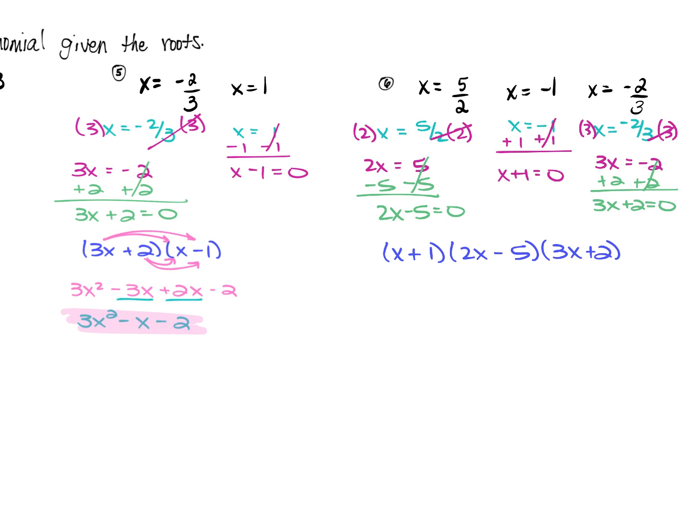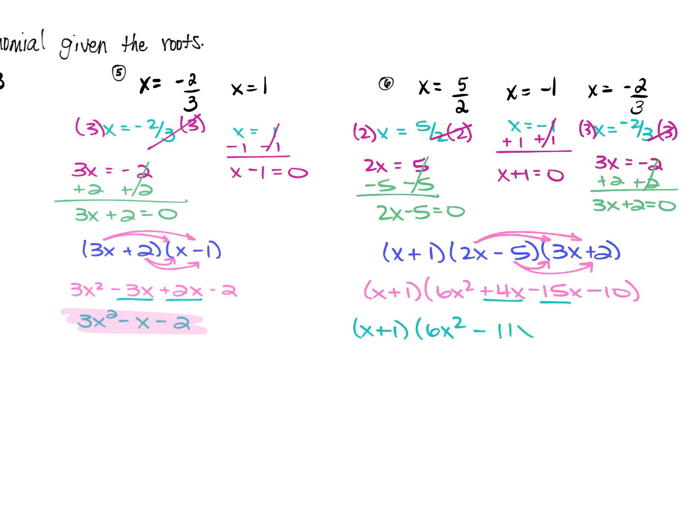So if I start this by doing the 2x times the 3x, this is going to give me x plus 1 times 6x squared. Then the 2x times 2 is positive 4x. The negative 5 times 3x is negative 15x. And the negative 5 times 2 is negative 10. If we combine our like terms here, this is going to give us x plus 1 times 6x squared minus 11x minus 10.